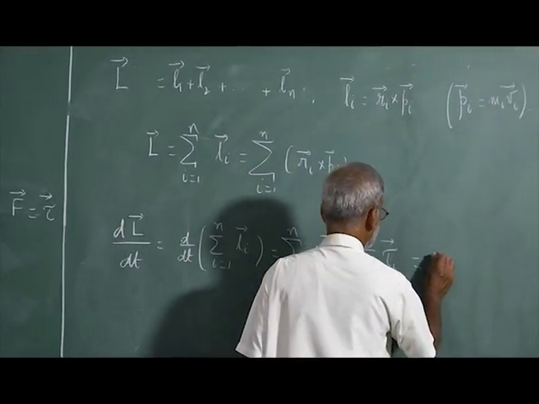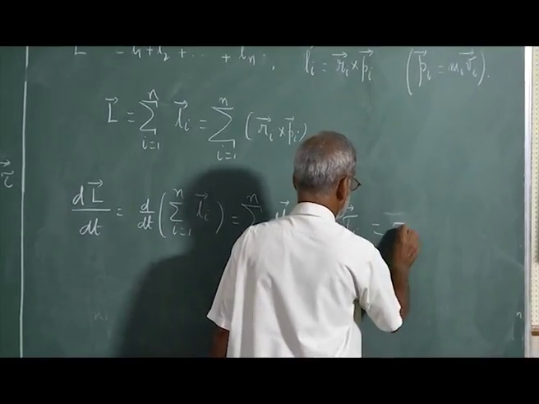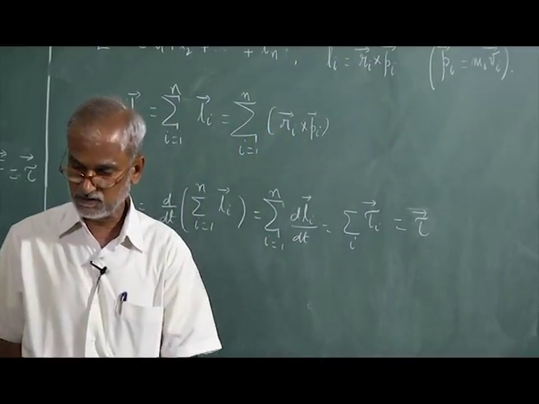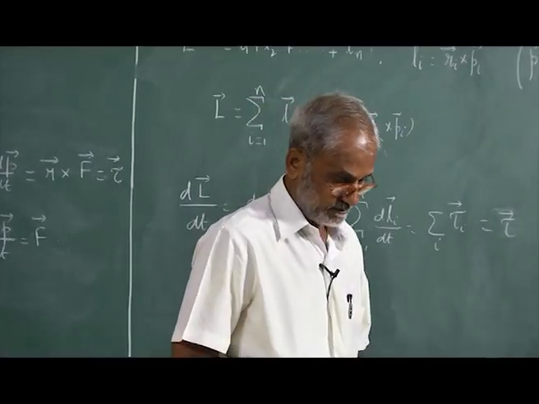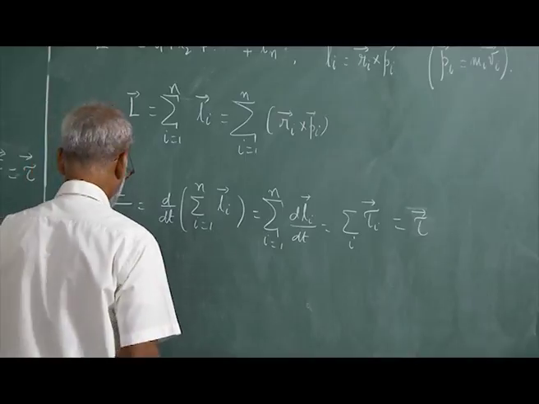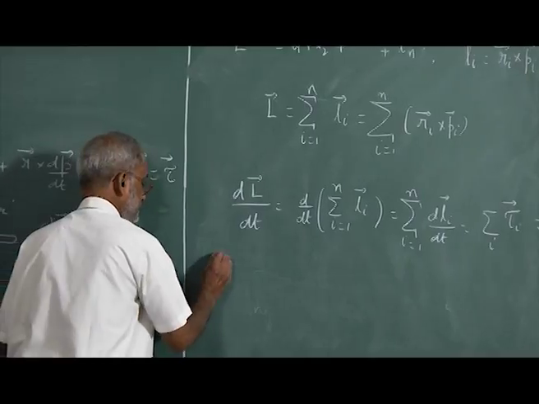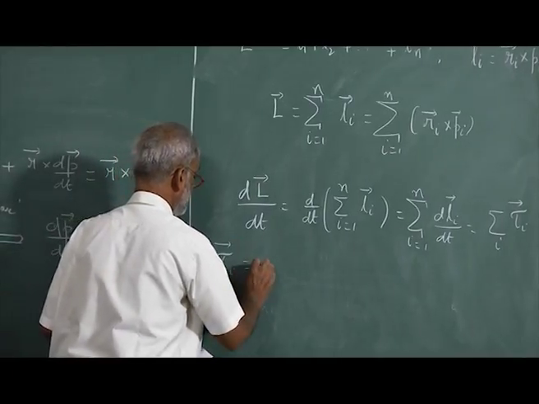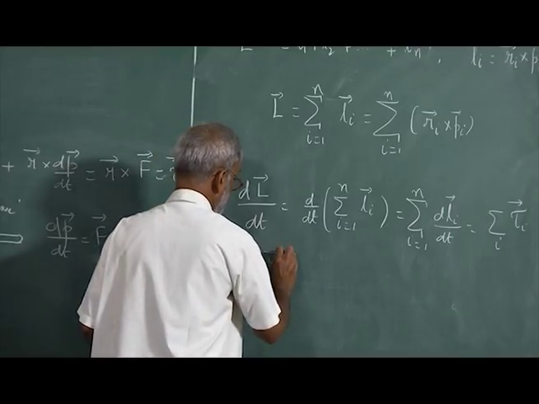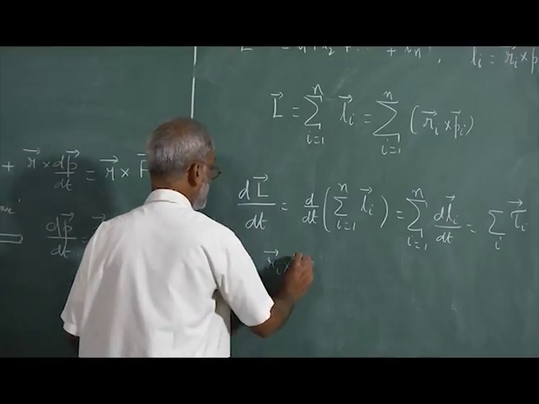This you can call capital tau, rather. It is the total torque that is acting on the system of particles. Now we will consider tau_i. What is tau_i? This is the position vector of the ith particle, r_i, times F_i.